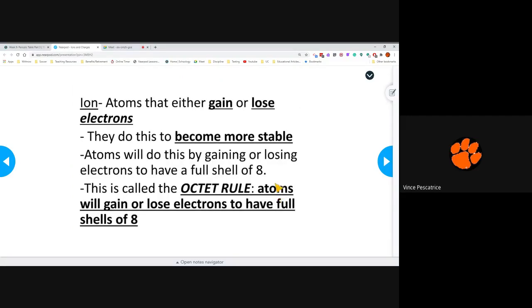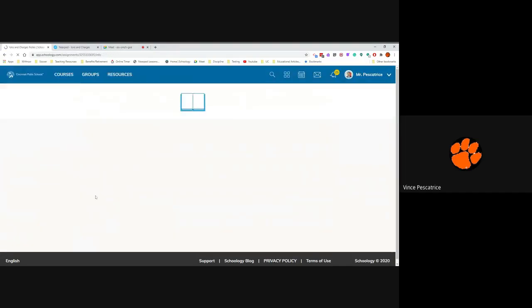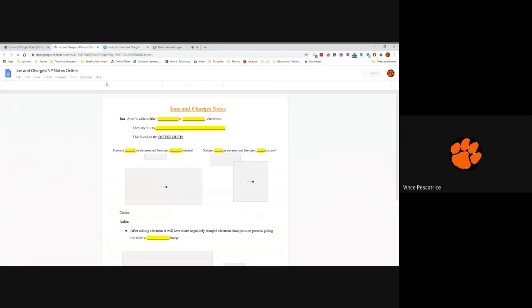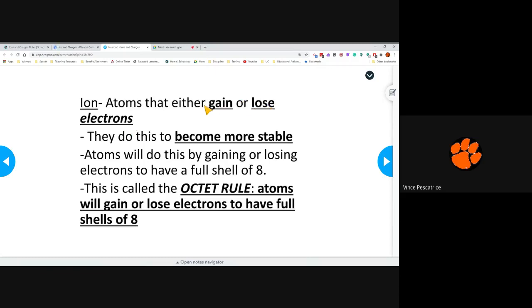So this is the first part of your notes. An ion either gains or loses electrons. And again, just to show you where you should be. The bold letters are the ones that you write in. So an atom which either gains or loses electrons, and you can see that it matches right here. They do this to become more stable.